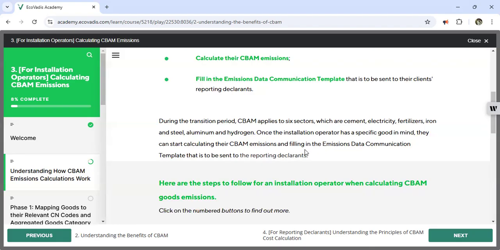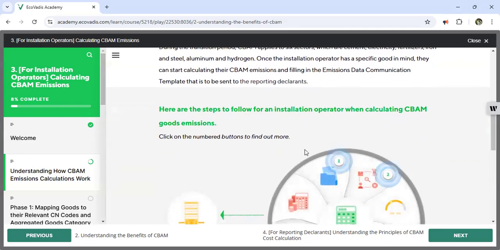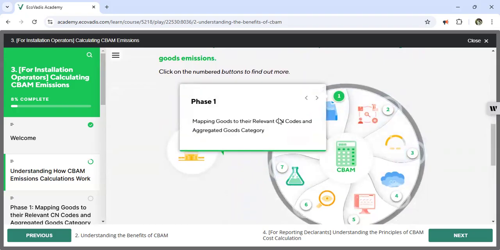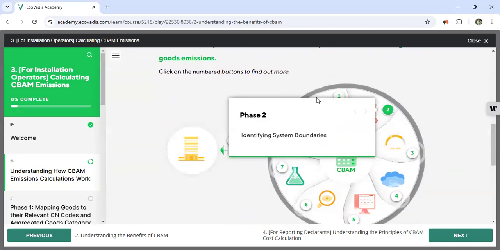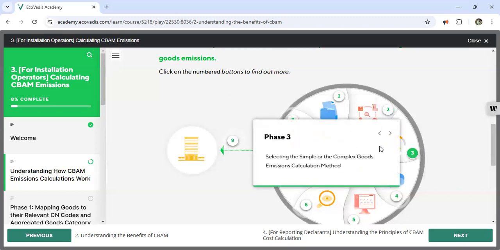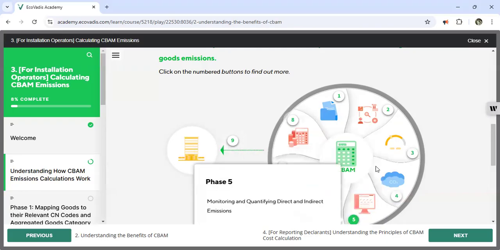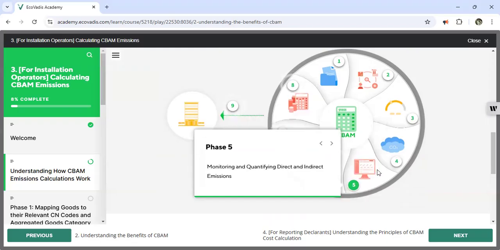Here are the steps to follow for an installation operator when calculating CBAM goods emissions. Phase 1. Mapping goods to their relevant CN codes and aggregated goods category. Phase 2. Identifying system boundaries. Phase 3. Selecting the simple or the complex goods emissions calculation method. Phase 4. Identifying direct and indirect emissions. Phase 5. Monitoring and quantifying direct and indirect emissions.